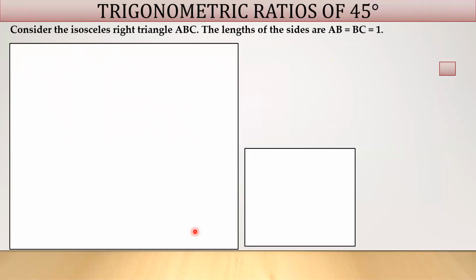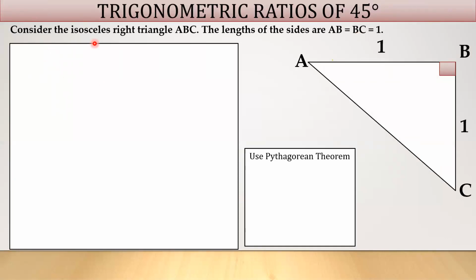Let's proceed to the trigonometric ratios of 45 degrees. So consider the isosceles right triangle ABC and the lengths of the sides are AB is equal to 1, BC is equal to 1, or simply AB and BC are equal to 1. So gamitin natin si Pythagorean theorem in finding the length of AC.